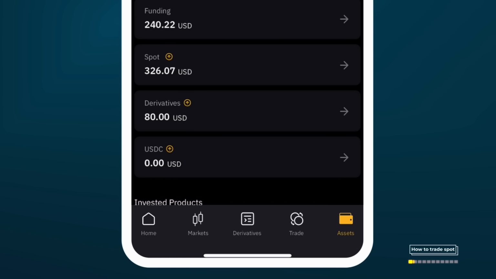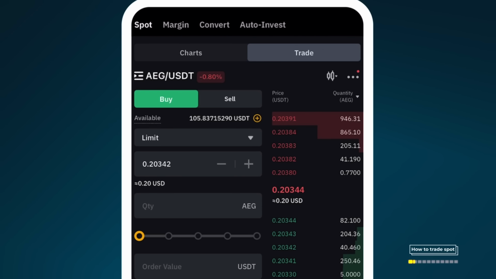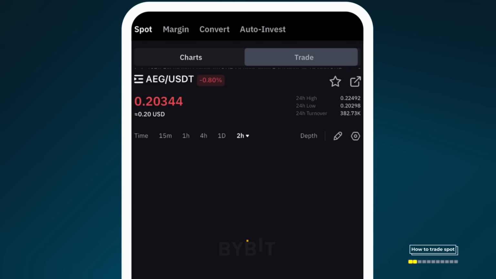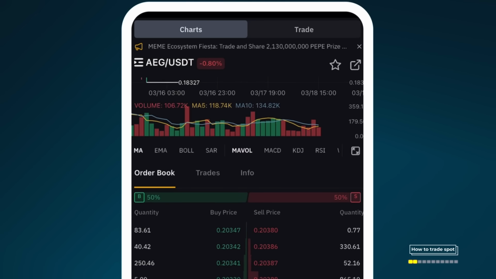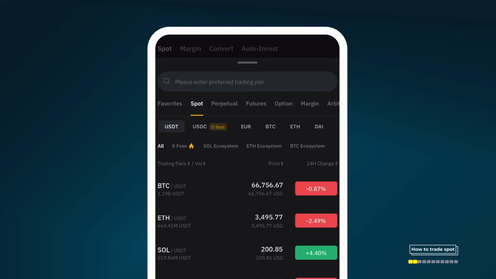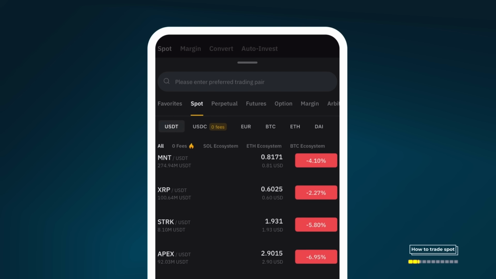To trade spot, I have to come to this trade. This is a trade room for spot trading. Let me explain this. So we have spot and margin, convert, and auto invest. What we're interested in is spot. So this is a chart, to look at the chart of the crypto you are on. If you look at this AED USDT, if you click on it, it's basically showing you all the coins you can trade. You can just select them here, or you can type them.